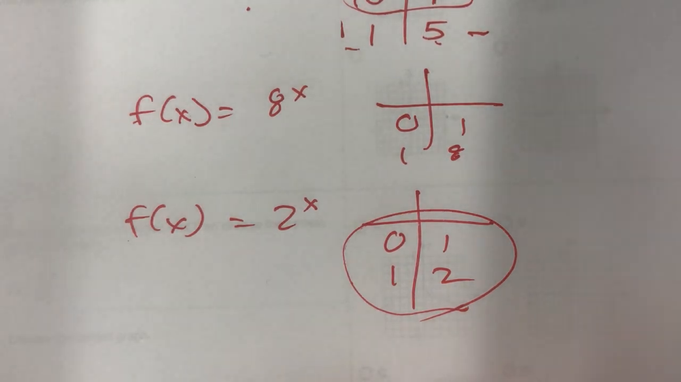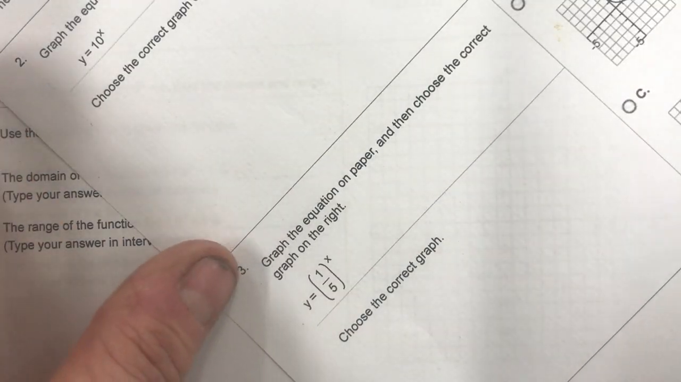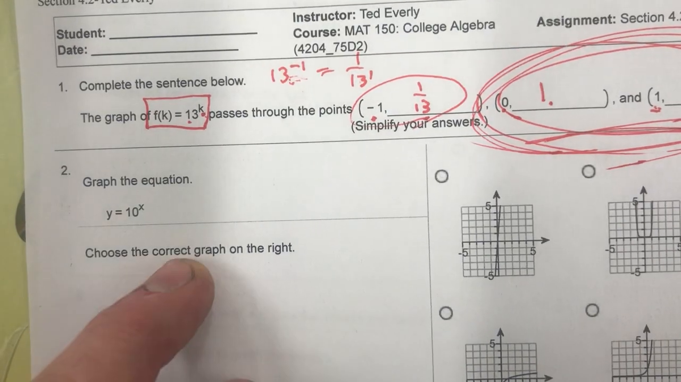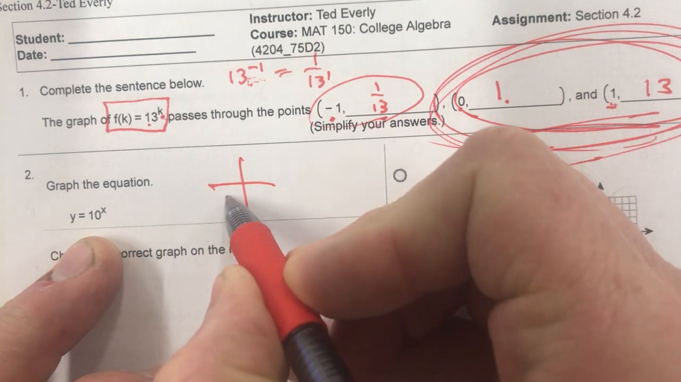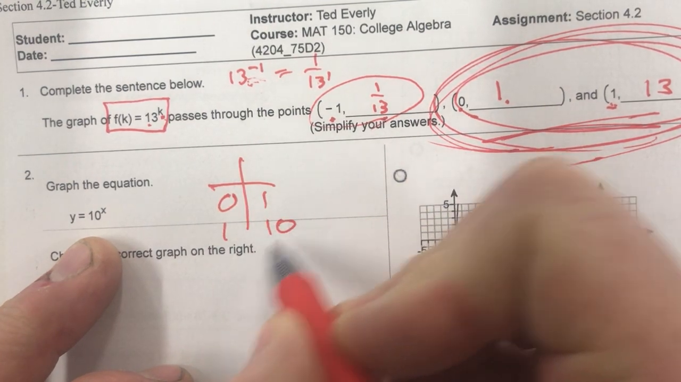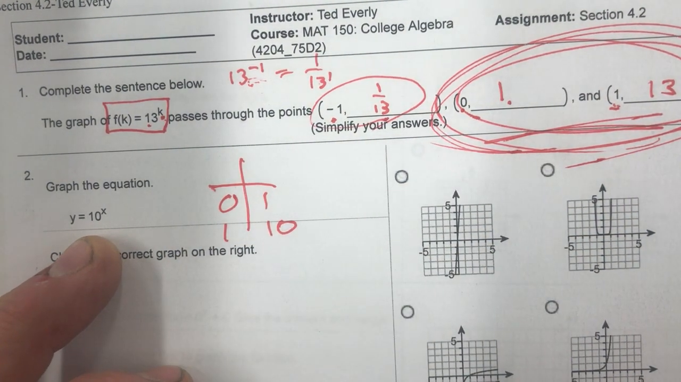Okay? What we have is this. Look at this first problem here. It says to graph this one, 10 to the x power. Well, guess what my 2 points are? 0, 1, 1, 10. That'd be my 2 points that help me graph this.